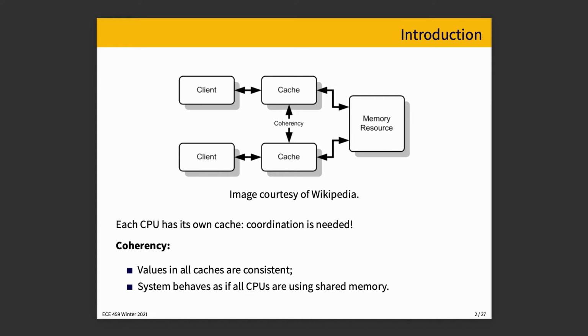Each client has its own cache, and they have a common shared memory resource, and the little arrow between the two caches in the diagram is really the thing that we're focusing on today, and that is coordination is needed to make sure that everything works the way it's supposed to work. Because each CPU has its own cache, if the same value appears in two caches, it could have two different values, and that would not be okay.